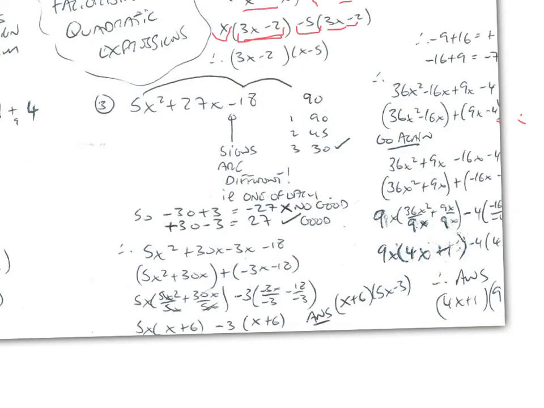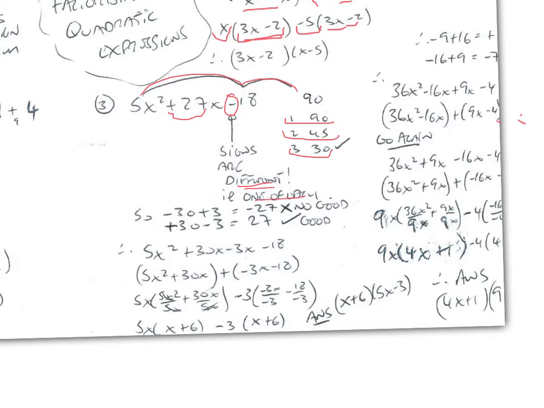Third example, 5x squared plus 27x minus 18. 5 by 18 is 90. The factor pairs, and remember we're looking to see if we can make 27 here: 1 and 90, 2 and 45, 3 and 30. So we might be able to make 27 out of 3 and 30. Let's look at the sign. This time it's negative. If the sign of the third term is negative, that means the signs in our answers will be different. There'll be one of each.